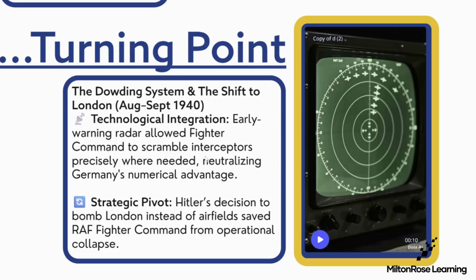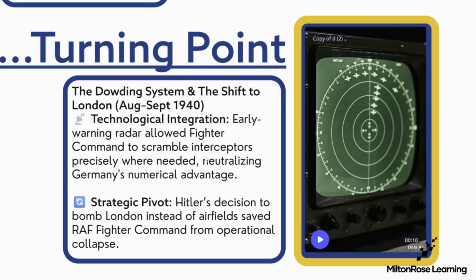And the strategic pivot, as I said, Hitler's decision to bomb London instead of airfields, when we were right on the edge of being defeated there. But then the switch to the Blitz and to bomb London instead saved RAF Fighter Command from operational collapse.